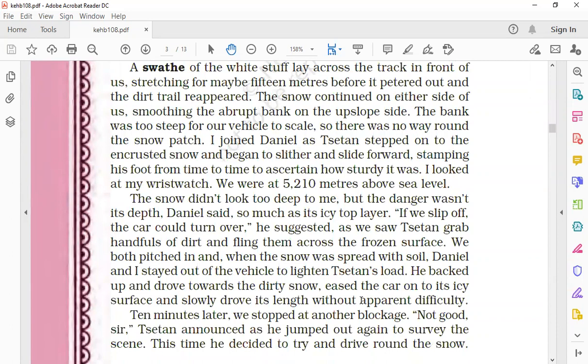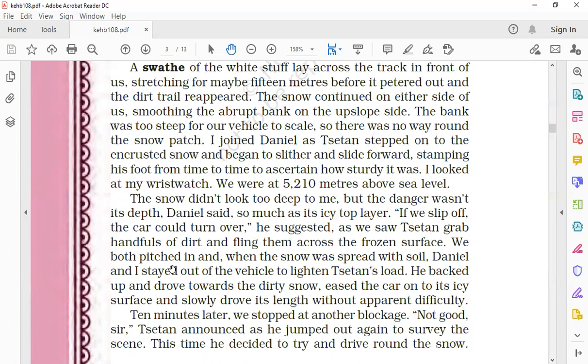The snow did not look too deep to me, but the danger wasn't its depth. So author kya kehte hain, jo snow thi wo utna pareshan nahi kar rahi thi. So it did not look too deep to him, but the danger, snow ka depth, gehrai, danger wali baat nahi thi. Daniel kya kehta hai? So much as its icy top layer. So Daniel kya kehta hai ki snow ki jo gehrai thi, it was not of so much worry. The thing that disturbed him was the surface, the top layer of the snow.